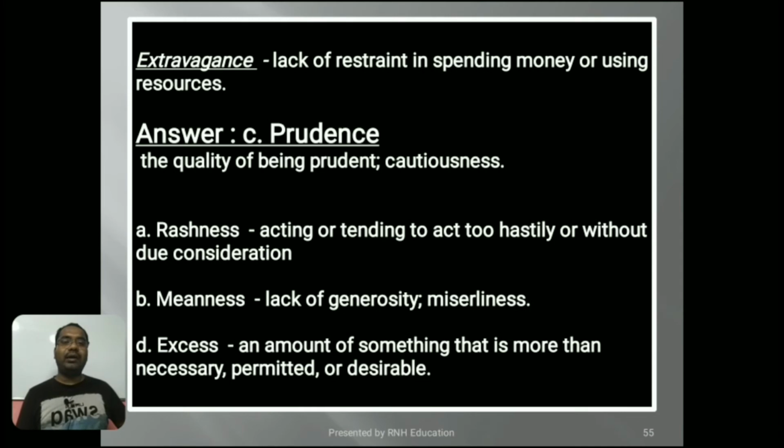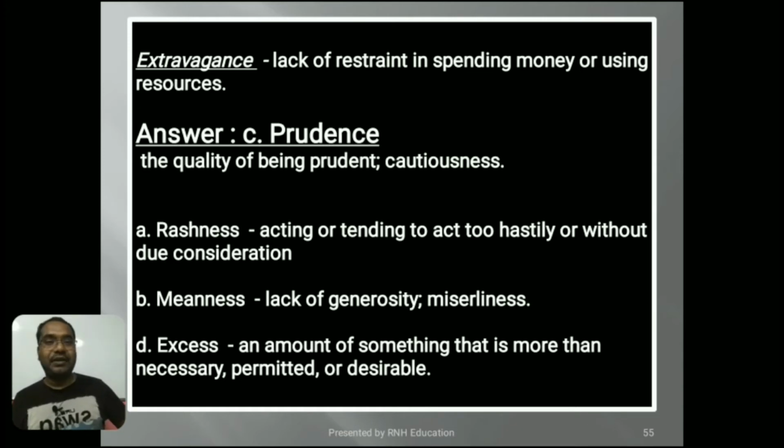At first, take the word extravagance. Extravagance is lack of restraint in spending money or using resources. So the right opposite word should be prudence. What does it mean? Prudence means the quality of being prudent, that is very cautiousness. And the other three options were A, rashness.